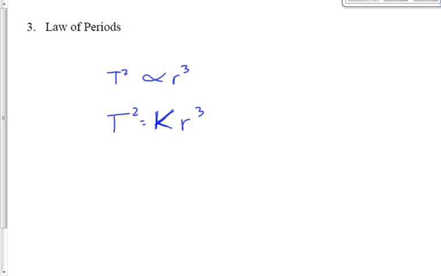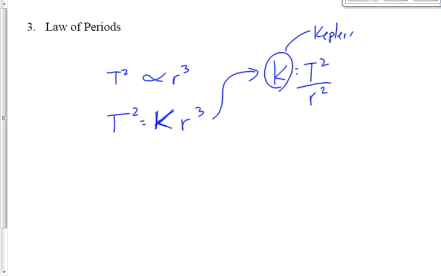Let's rearrange this a little bit. K is equal to T squared over R cubed. What this means is this. There is a constant called Kepler's constant. And that value is not universal across the universe, but that value is the same for every object as it's being orbited.